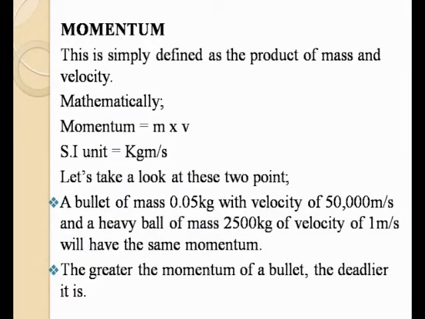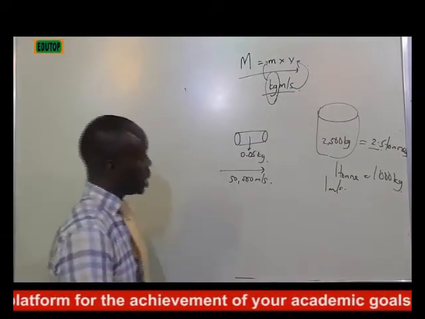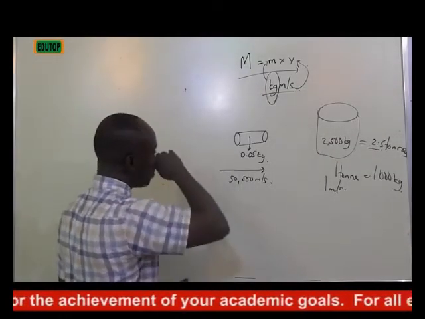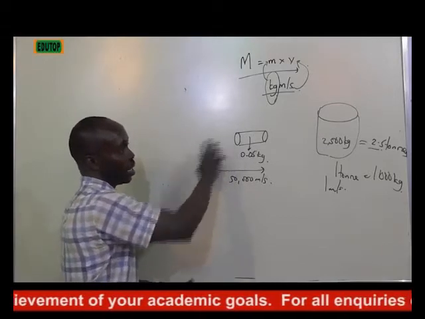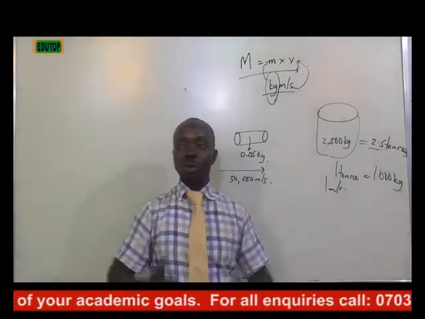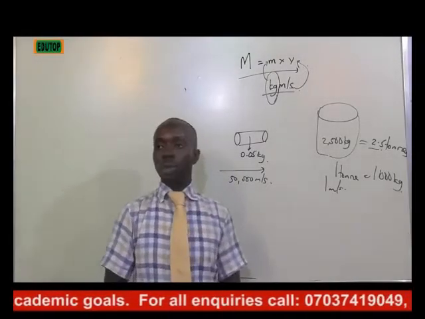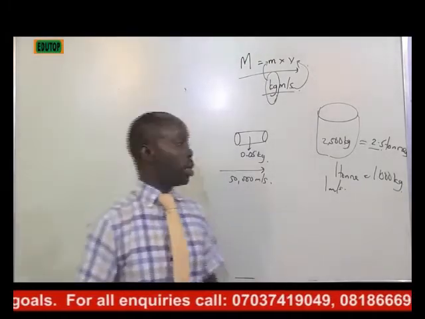Now the second one says that the greater the momentum of the bullet, the deadlier it is. You have a bullet, you have someone that shoots a gun. The bigger the momentum of this bullet, the deadlier the bullet. Hope you are getting it. So that is just under momentum. We will expatiate on it as we proceed.